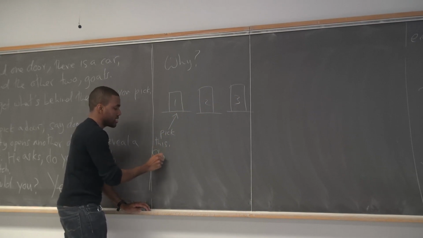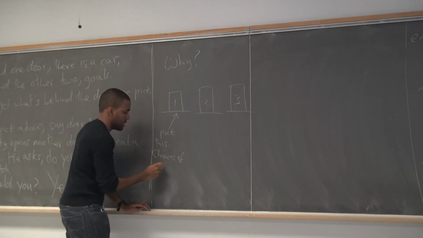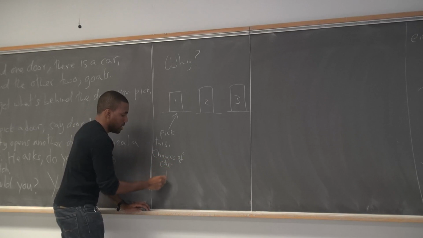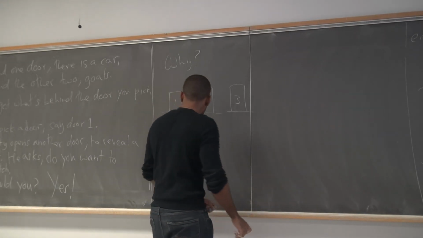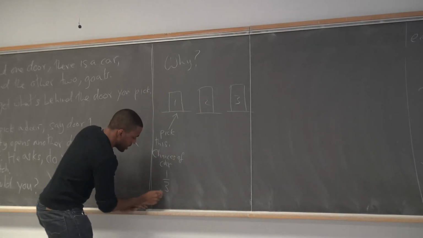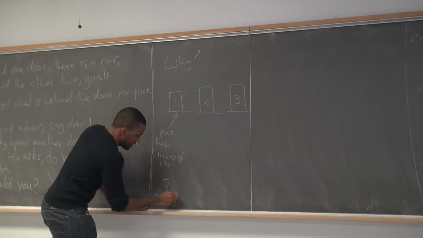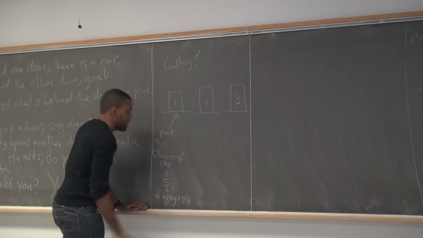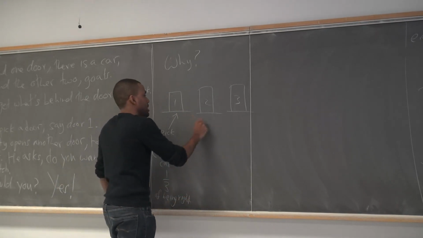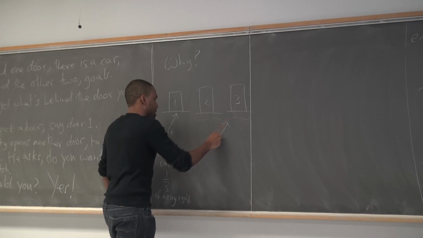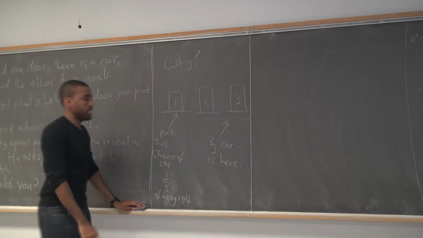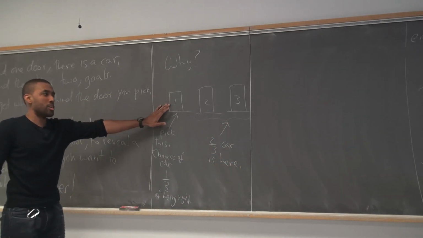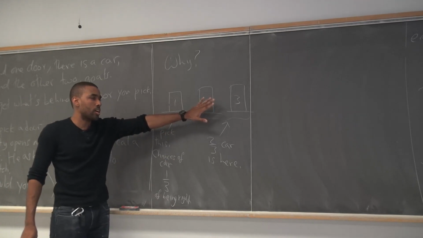What are the chances that it's the car? 33%, one-third. So you have a 1/3 chance of being right. Which means there's a 2/3 chance the car is over there. So there's a 1/3 chance that the car is here, but a 2/3 chance that it's over there.